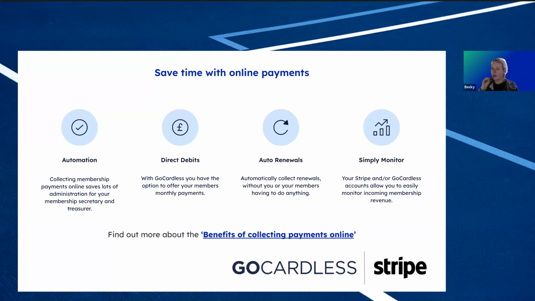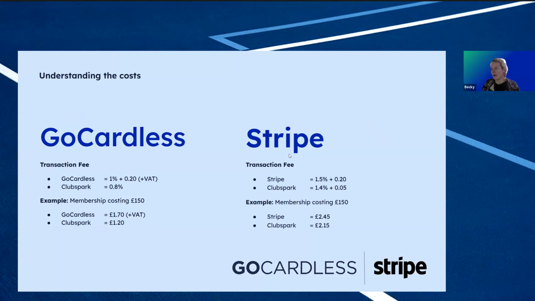Go Cardless is only available for the membership module. You're not allowed to use it for anything else because it doesn't work that way. Automations: it offers automated membership pack payments, direct debits, auto renewals, and you can get really good reports definitely from Stripe. You can export all your information. Go Cardless, you do have a dashboard and they are getting better, but it's not as good.